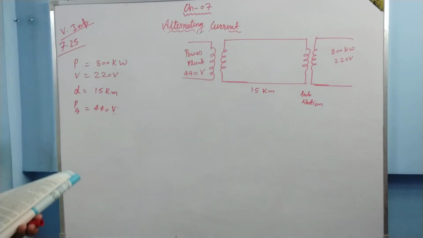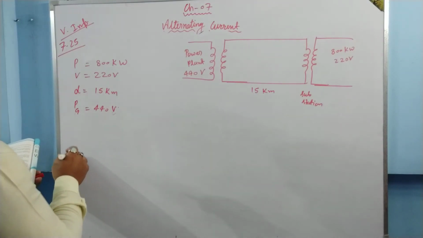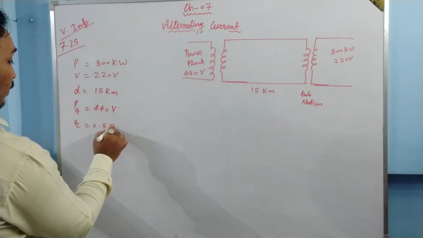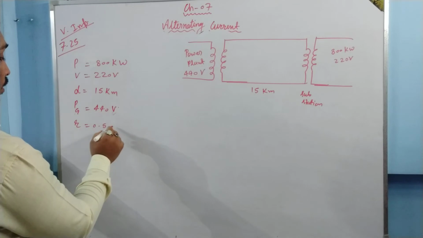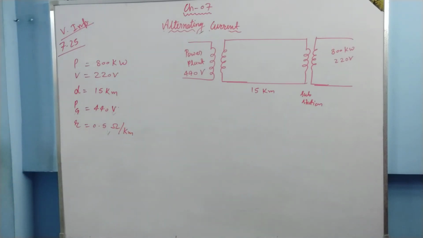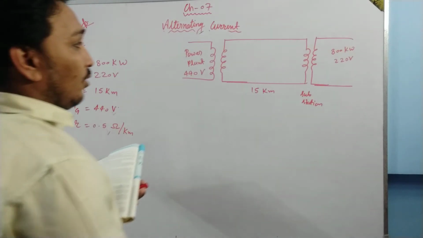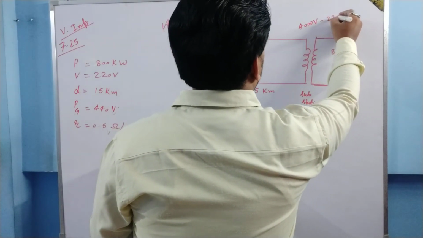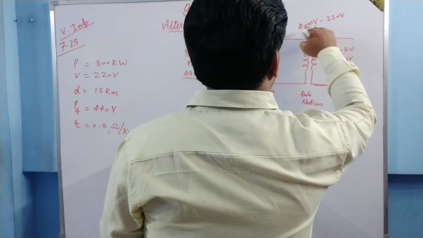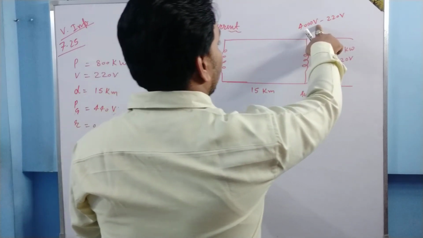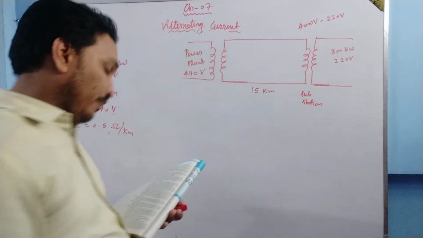The resistance of the two line wires carrying power is 0.4 ohm per kilometer. The town gets power from the line through a 4000 volt to 220 volt step down transformer. The transformer here is 4000 volt to 220 volt. This transformer is a step down transformer, and it converts 4000 voltage into 220 voltage.